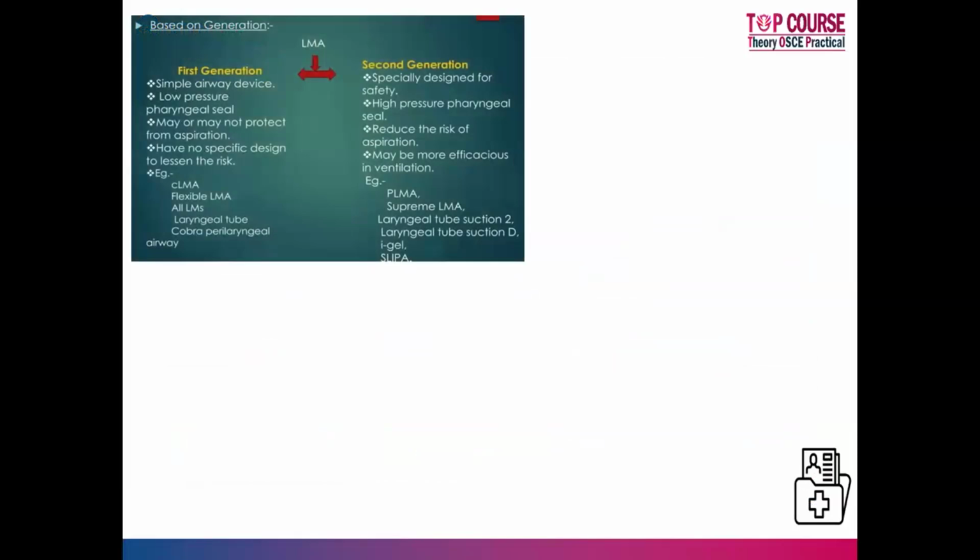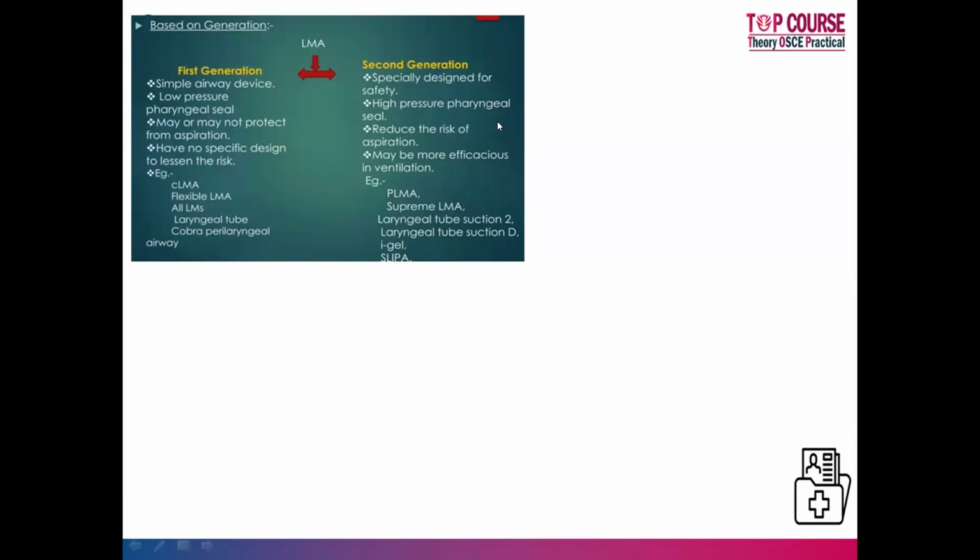So this is just a classification of the LMAs. Based on the generations, these are classified as first generation and second generation. So first generation is basically a simple airway device which has a low pressure pharyngeal seal. Because of the low pressure pharyngeal seal, it may or may not protect from aspiration, and it has no specific design to lessen the risk. So examples for this are the classical LMA, the flexible LMA, the laryngeal tube, or the Cobra.